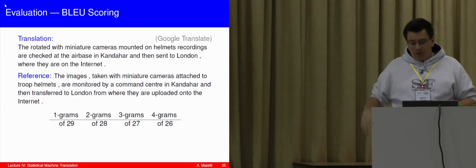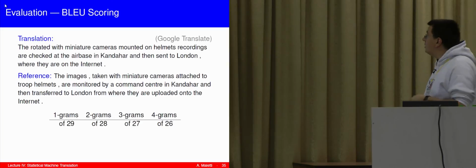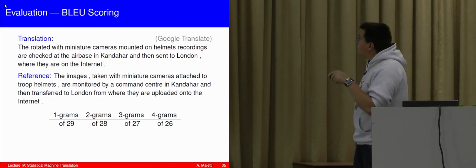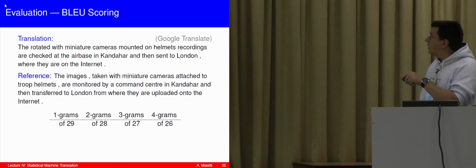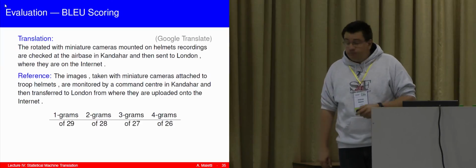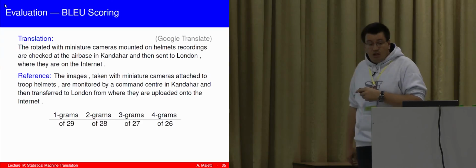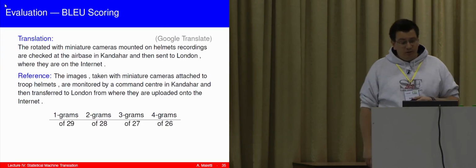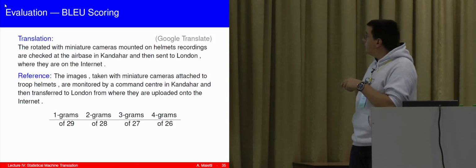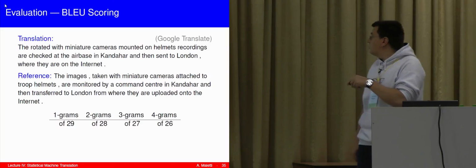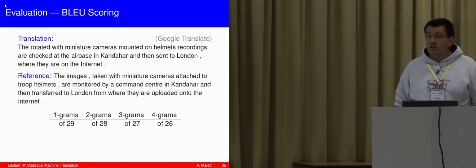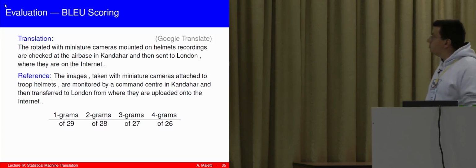So this is all English now, so everybody is free to participate. The rotated with miniature cameras mounted on helmets recordings are checked at the airbase in Kandahar and then sent to London, where they are on the internet. So this is actually typical data that you get from the American research agencies. The reference is: the images taken with miniature cameras attached to troop helmets are monitored by a command center in Kandahar and then transferred to London, from where they are uploaded onto the internet. So this is what you should have produced.